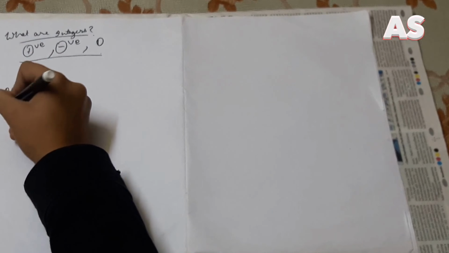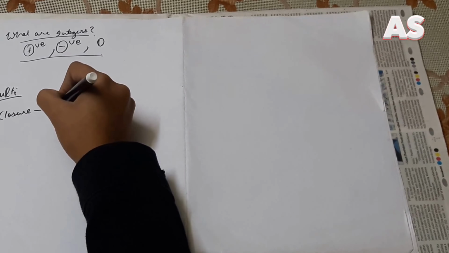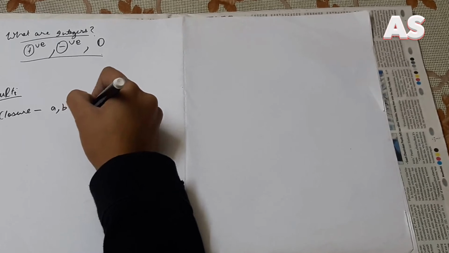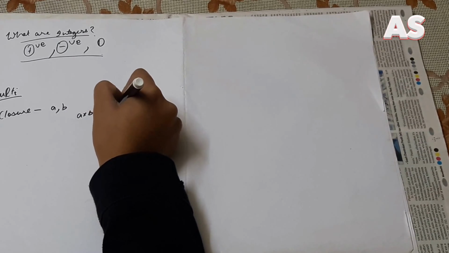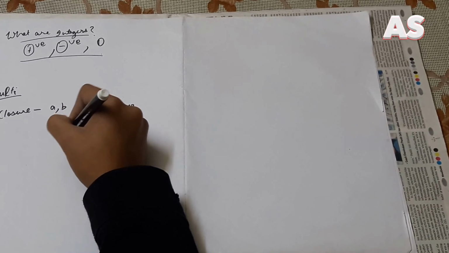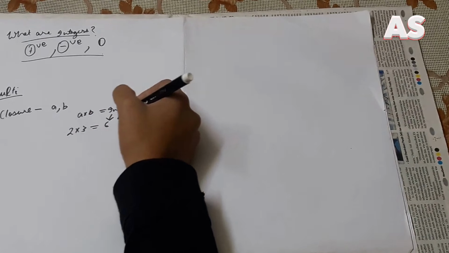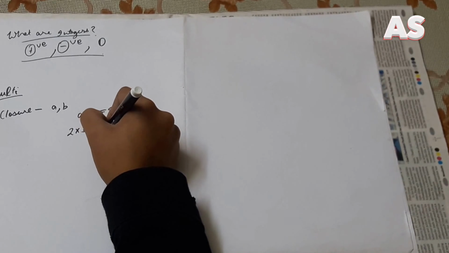The first property is the closure property. It says for any two integers a and b, a into b is always an integer. For example, 2 into 3, which is 6, an integer, so it's verified.